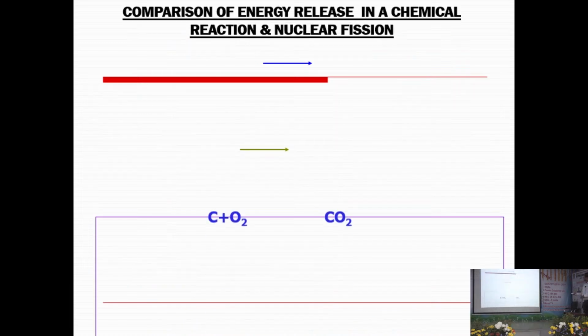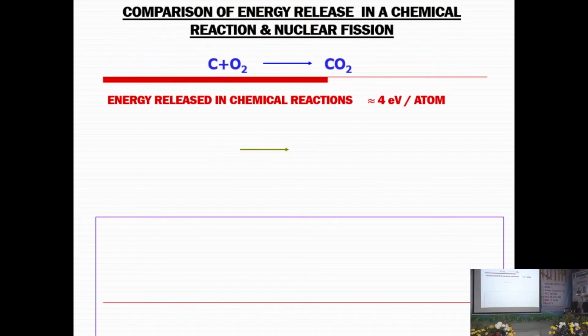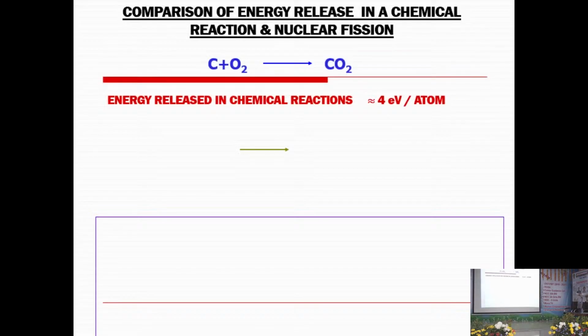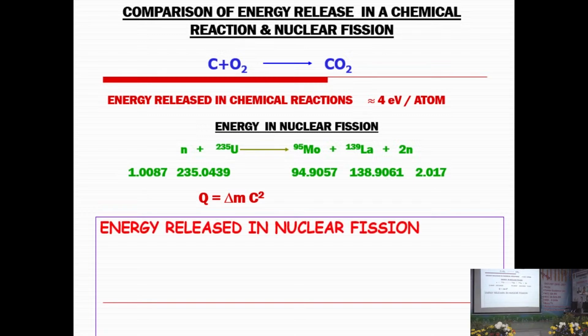Comparing energy release: in the chemical reaction of coal, carbon becoming carbon dioxide, the energy released is only 4 electron volts per atom. But in nuclear fission, if you bombard uranium-235 with one neutron and it undergoes fission, we generate about 200 million electron volts.